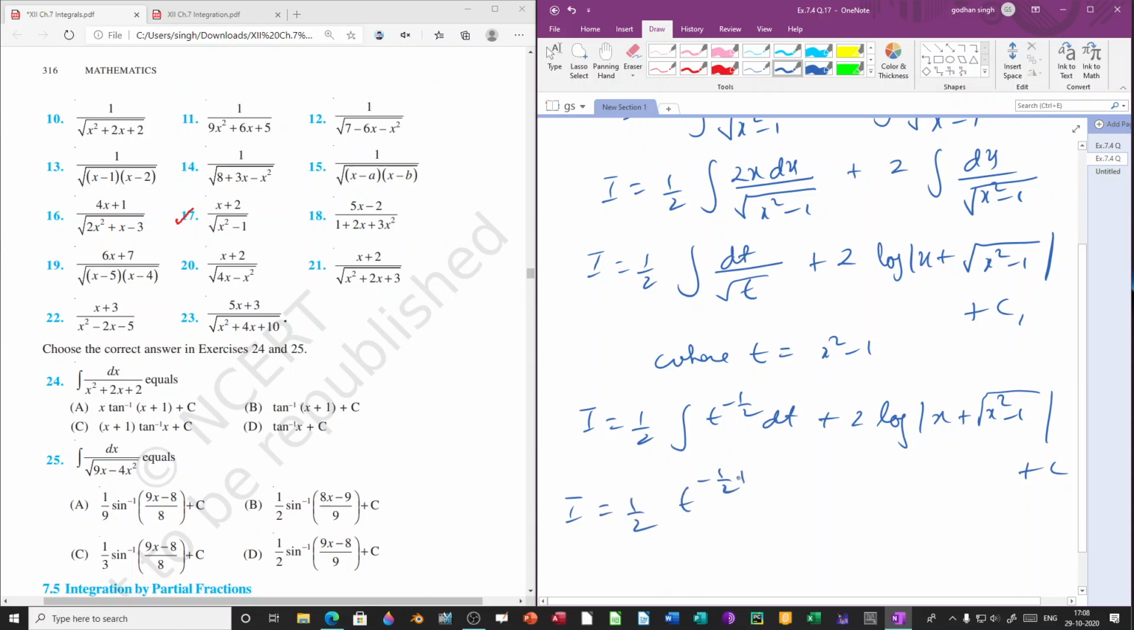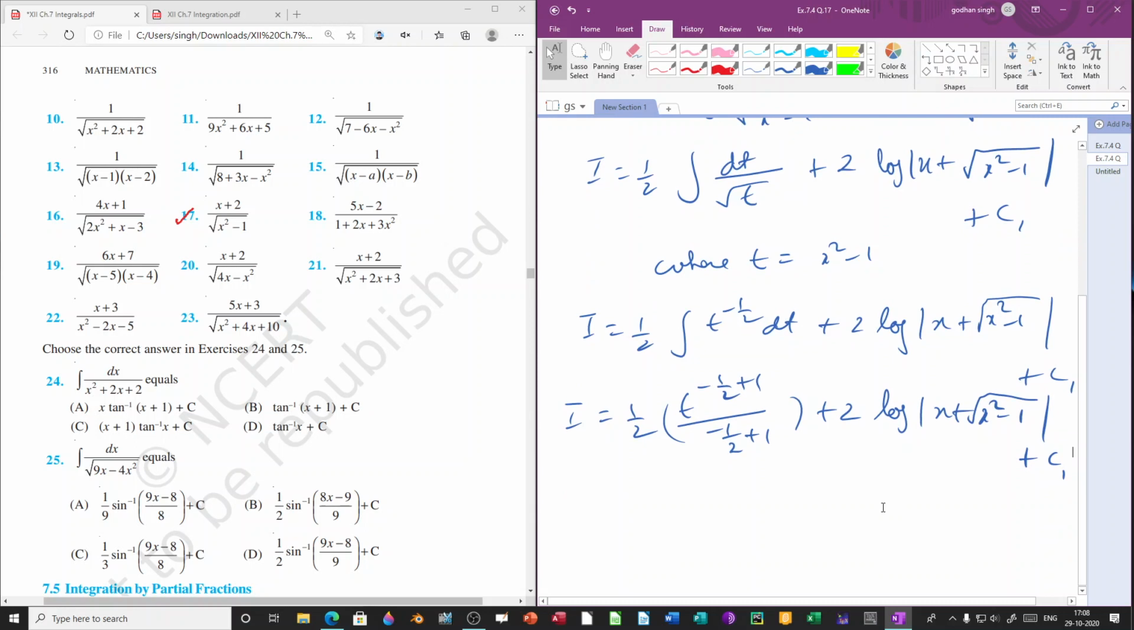t raised to minus 1 by 2 plus 1 over minus half plus 1, plus 2 log modulus of x plus root of x square minus 1 plus c1, applying the formula of x raised to n dx, that is x raised to n plus 1 over n plus 1. We know that minus half plus 1 can be written as half, so what we will be getting here is I equal to half multiplied by t raised to minus half plus 1, that is root t over half.